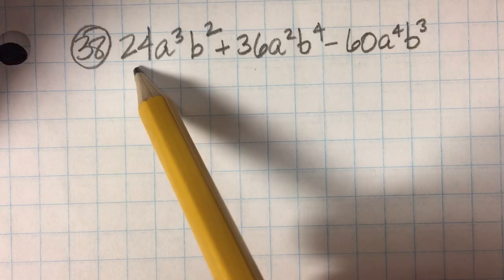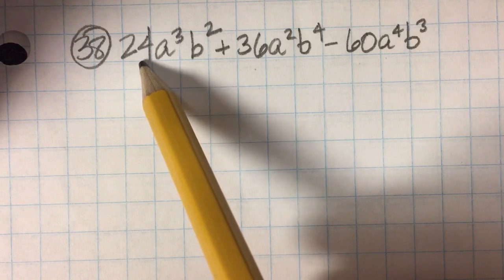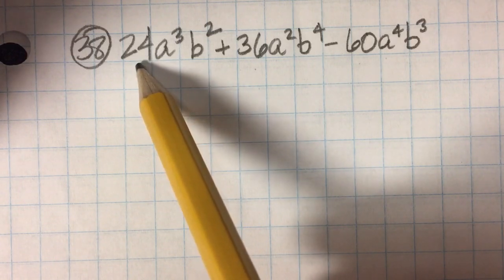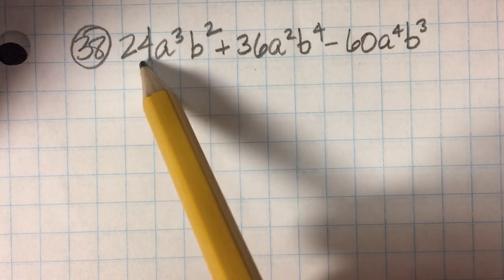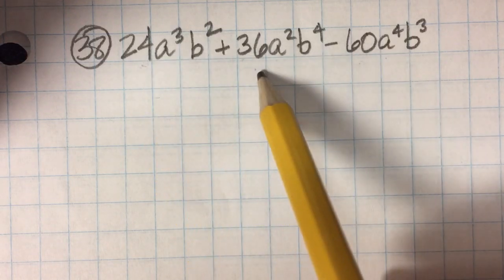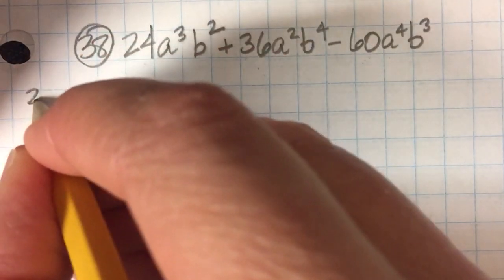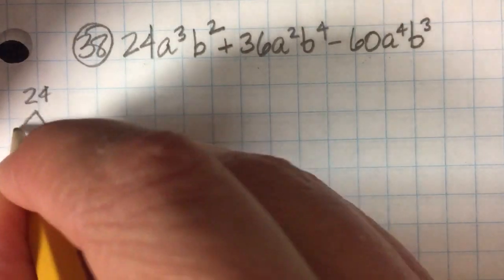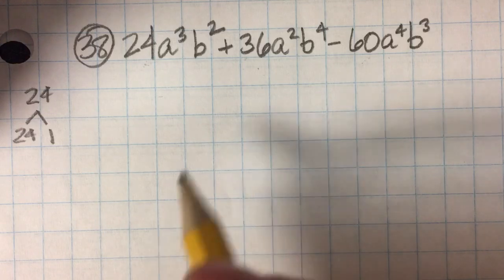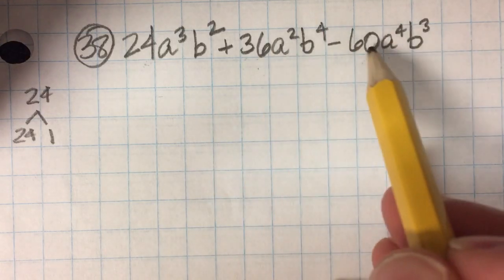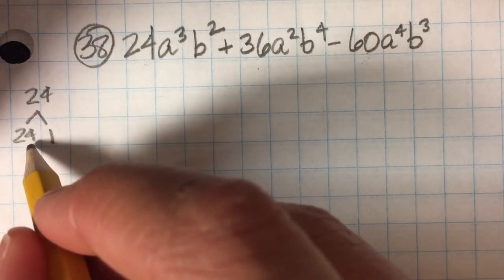The 24 is the smallest of the three values. So what we're going to do is use 24 as our baseline and look at the factors of 24 and go from largest to smallest to see which factors also go into 36 and 60. So if I were to factor 24, I have 24 and 1 as my first factors. Now, 24 does not go into 36 and it does not go into 60. So we're going to go down gradually.